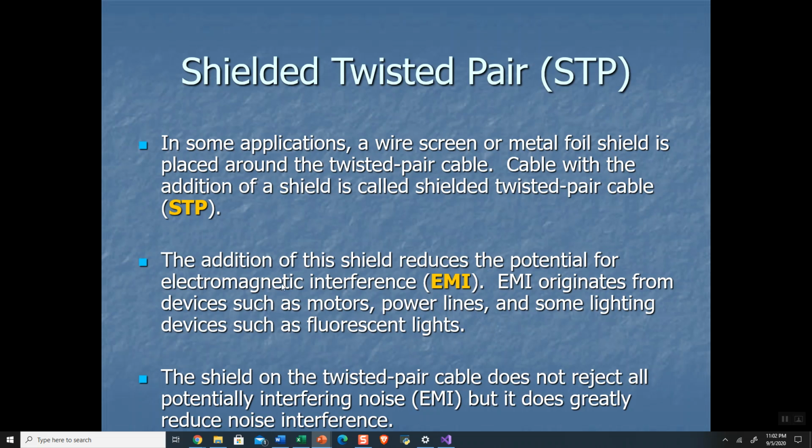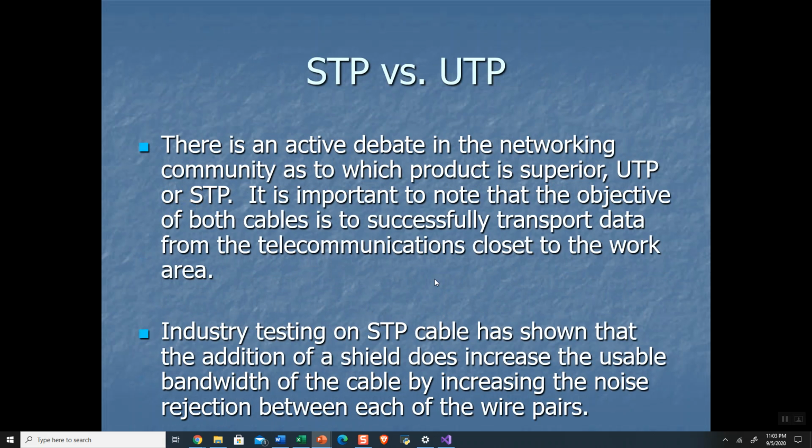If you have to go through these areas, then you might want to consider another technology, or probably a fiber optic cable, which is probably cheaper and faster than running a shielded twisted pair, because you're limited to 100 meters. Remember that. The shielded twisted pair does not reject all potential interference and noise, but it does greatly reduce the noise interference. All right. So the best option is fiber optics. That's what I would do.